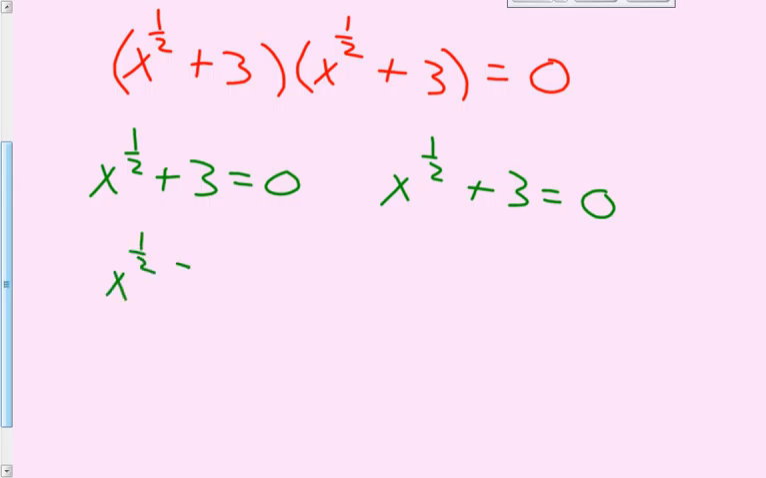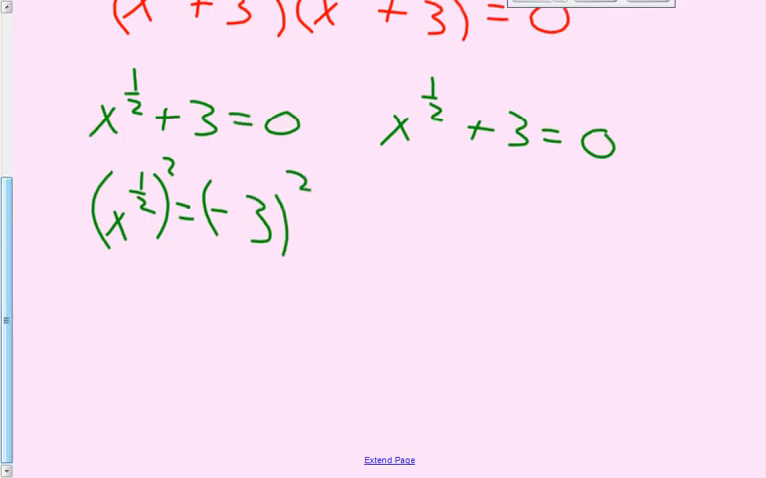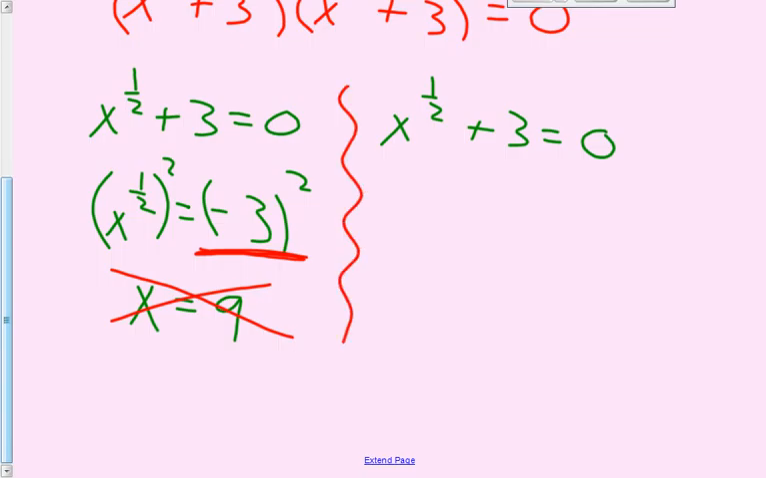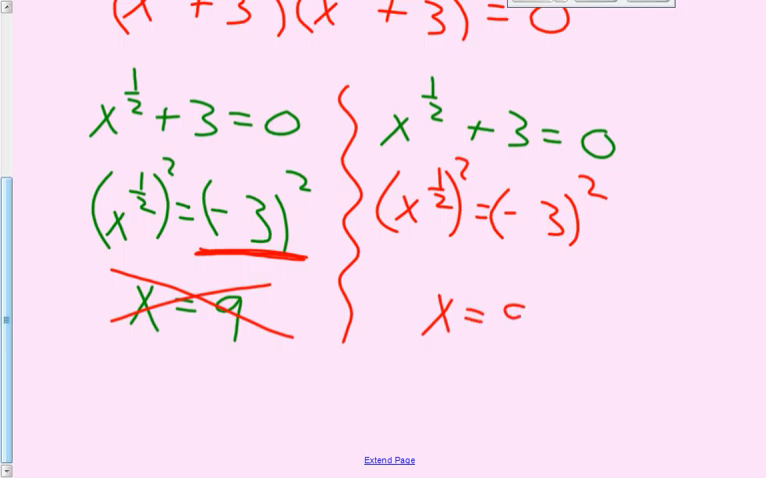x raised to the 1/2 equals a negative 3. Squaring both sides, this negative 3 times negative 3 is a positive 9. But we just squared a negative number, so this solution is extraneous. And then because these binomials are exactly the same, x raised to the 1/2 equals a negative 3. Squaring both sides, x equals a positive 9, also extraneous.